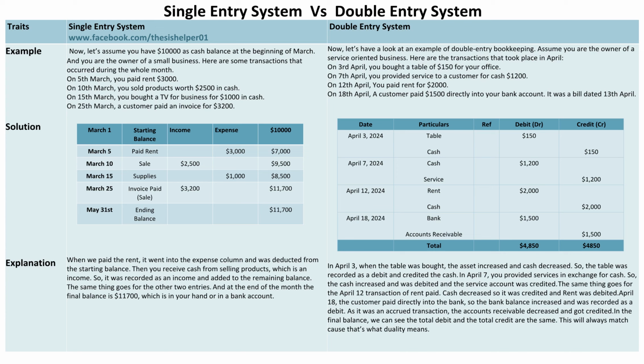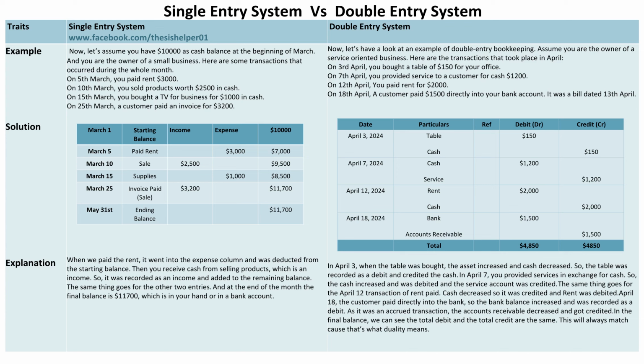Now, let's have a look at an example of double-entry bookkeeping. Assume you are the owner of a service-oriented business. Here are the transactions that took place in April. On 3rd April, you bought a table of $150 for your office. On 7th April, you provided service to a customer for cash $1,200. On 12th April, you paid rent for $2,000. On 18th April, a customer paid $15 directly into your bank account. It was a bill dated 13th April.